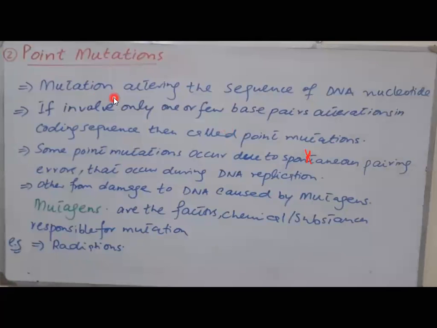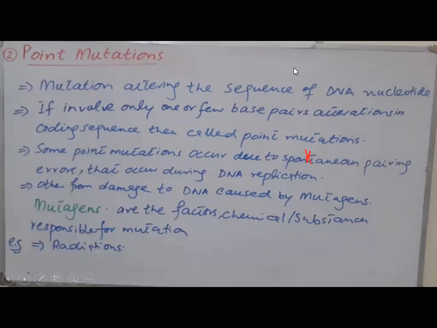The next one is the point mutation. It is a mutation altering the sequence of DNA nucleotides. If it involves only one or a few base pairs, alterations in the coding sequence, then it is called a point mutation. So there could be point mutations in this regard.